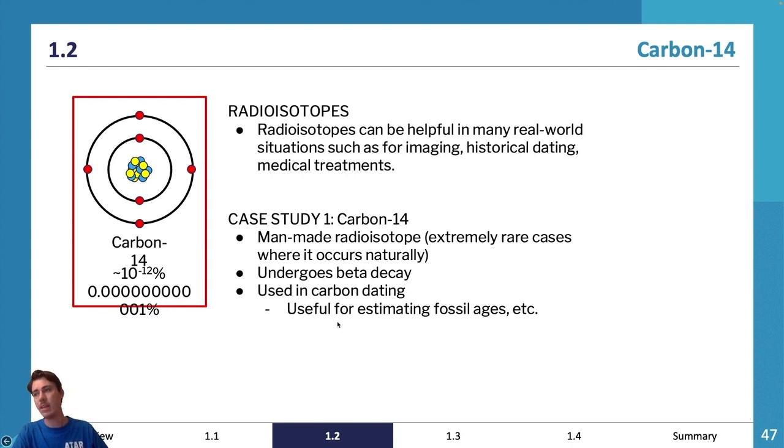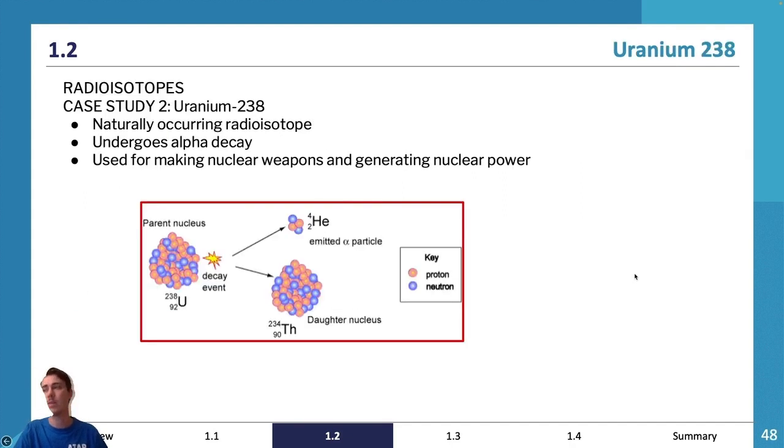Undergoes beta decay, used in carbon dating, so useful for estimating fossil ages. As it says man-made, it's because it comes from fossils, it comes from humans. So it is sort of still occurring naturally, but one of those things.